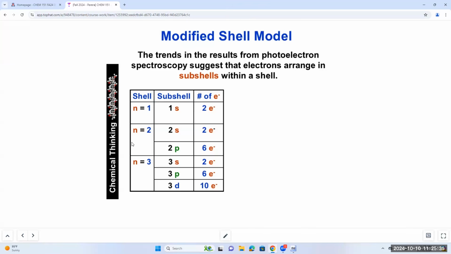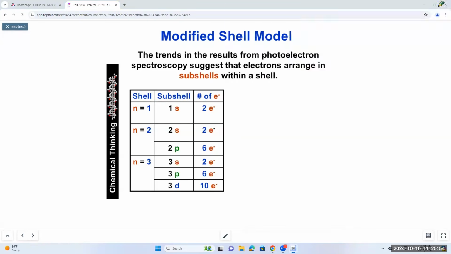Let me ask you a question. Fourth shell. How many subshells do you expect in the fourth shell? Thank you. 4. What do we call them? S, P, D, and F. Thank you. Maybe you have heard of them before, right? Okay. So with that, let's do this.